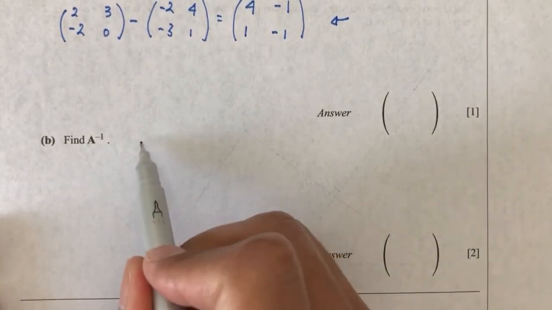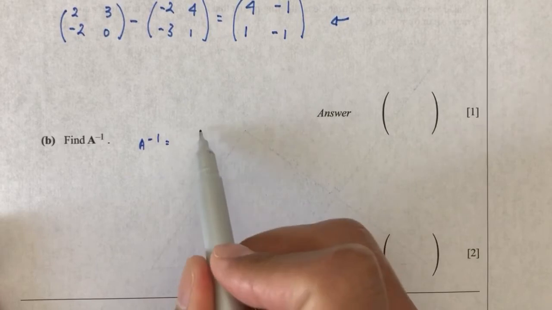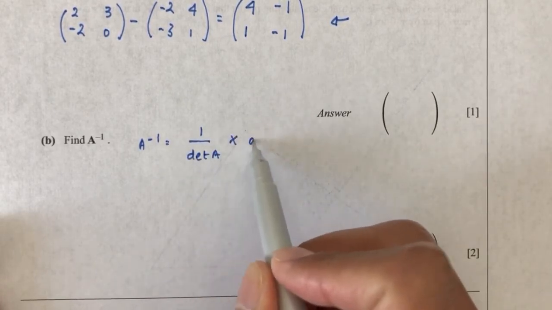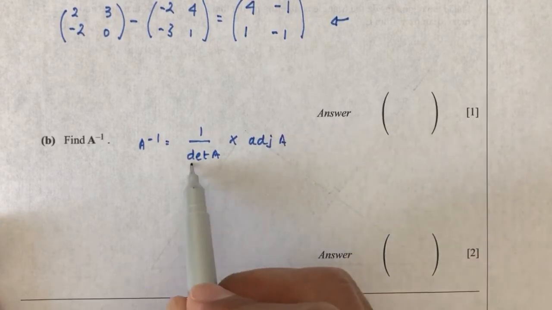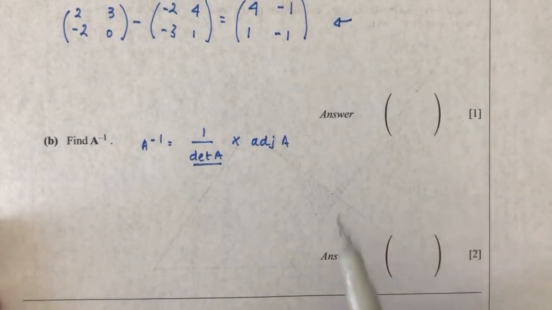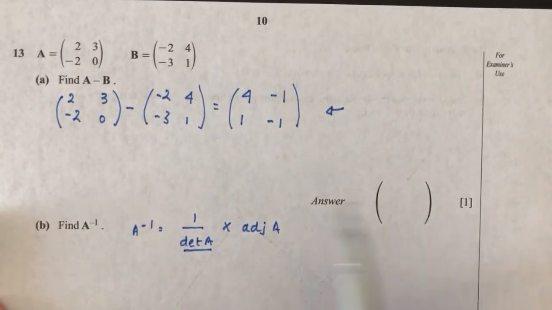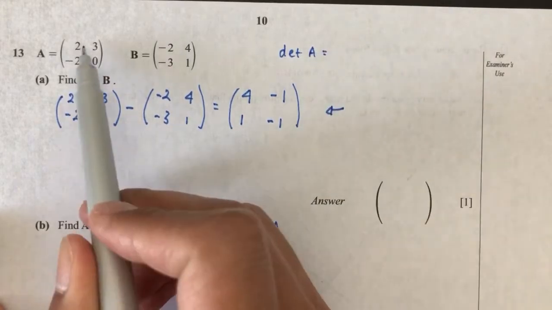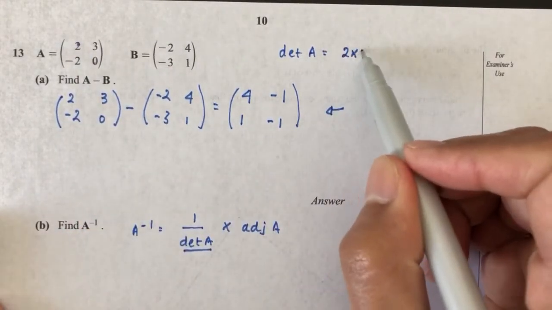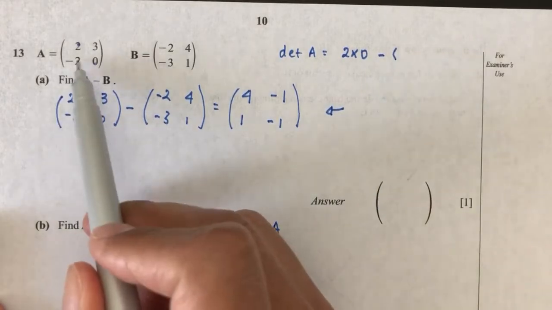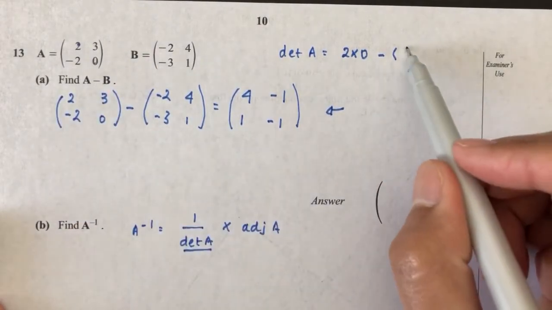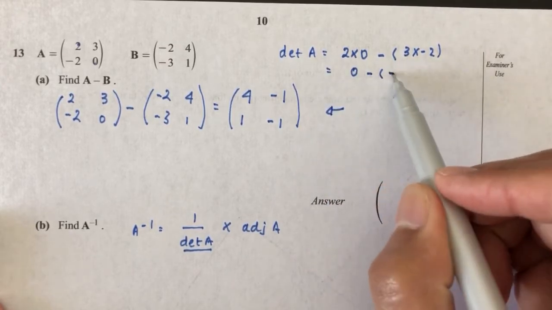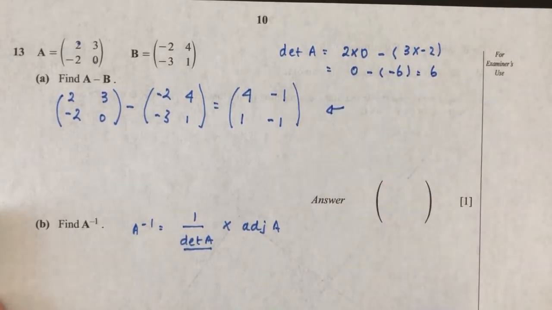Find A inverse. A inverse is equal to 1 over determinant of A times the adjugate matrix of A. So let's find determinant of A first. So how do you find determinant of A? Let's find that out. So det of A equals 2 times 0 minus 3 times minus 2. So that will be 0 minus minus 6, that will be 6.